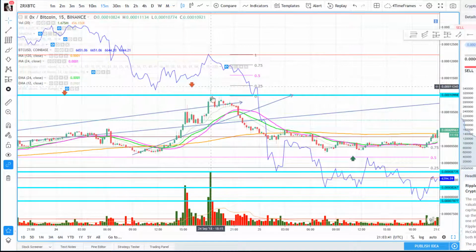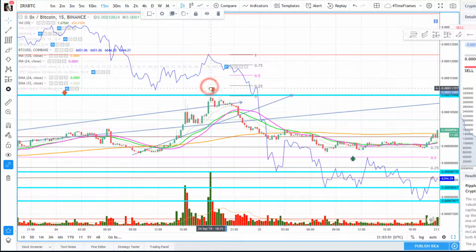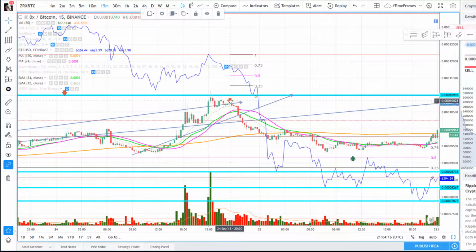Because here, there's a potential minor flag pattern here that breaks down completely. So we see rejection. We see rejection. See rejection. The buyers try and never really close above. They just barely touch that value channel and then get rejected every single time. And nothing ever closes above this close here or this close here. And then you see the decline and the breakdown.